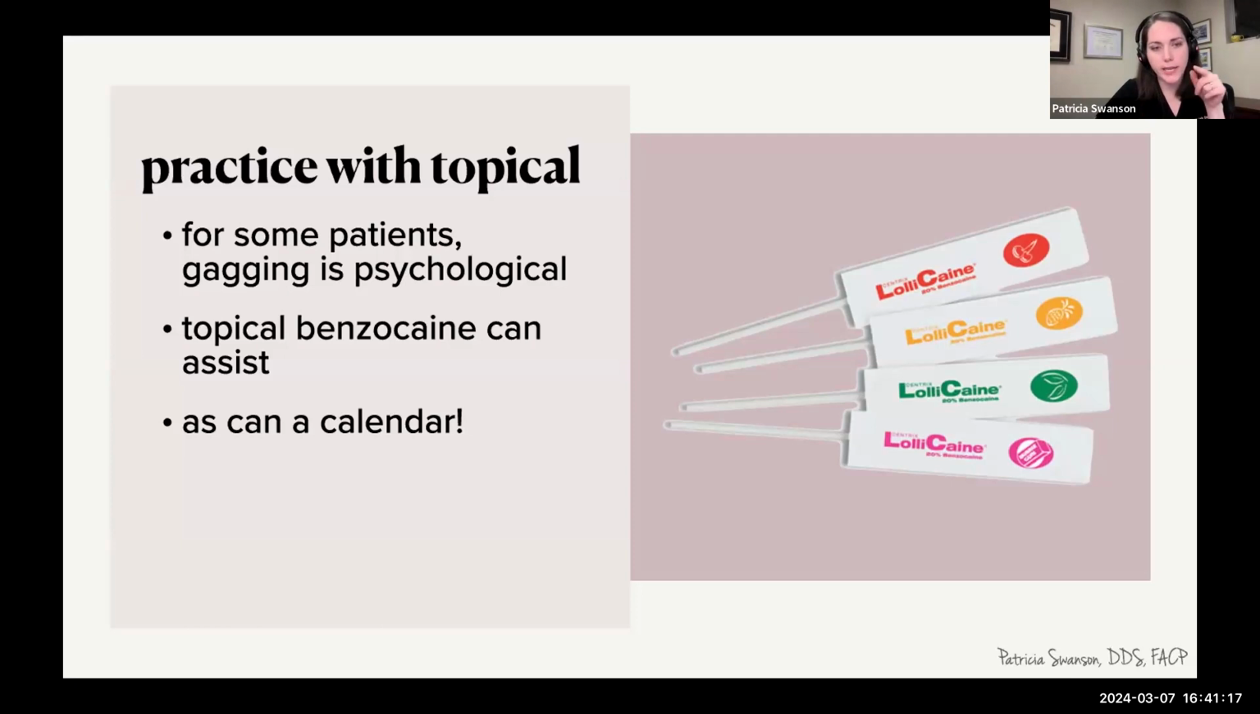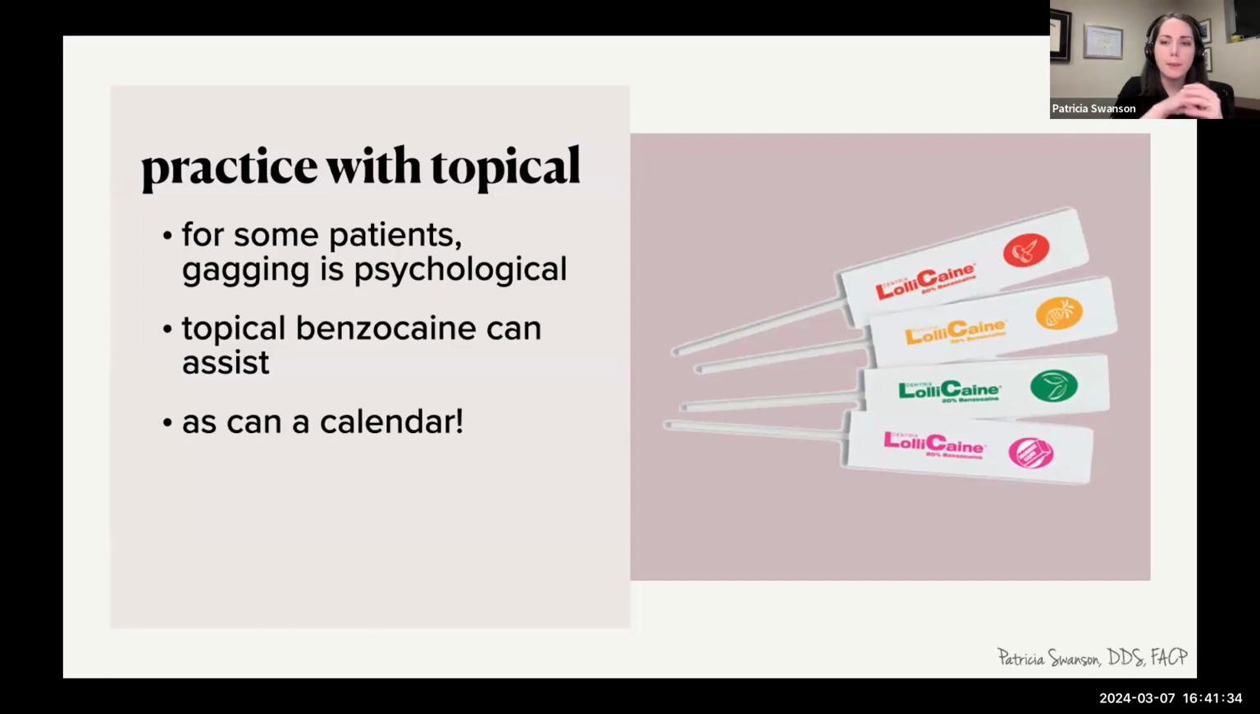Do not poke a gagging patient's tongue unless you really want to see some bad things happen. But I will give them a mirror and I'll say, paint the back posterior lateral border of your tongue. So for yourselves, think about the area that you're doing your oral cancer screening on, right? That back corner of the tongue that we're always checking.